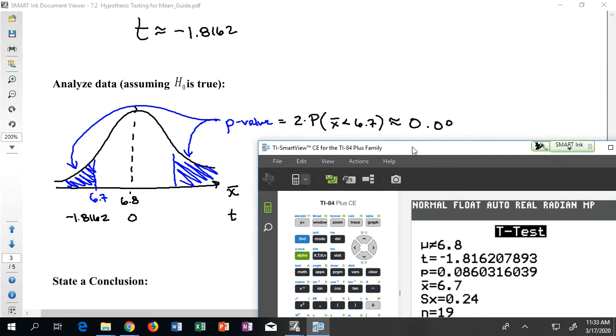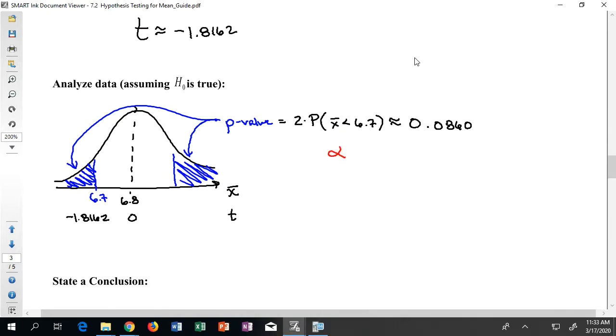My p-value is 0.0860. I have to keep in mind, though, what's my value of alpha here, my level of significance? And I think if I scroll back up, I could determine that that's supposed to be 5%. So, did I get an X bar that's considered rare or not rare? Well, in this case, seems not rare. So, in my conclusion, I would state that I do not reject H naught. Or again, another way to say it would be that I stick with H naught.